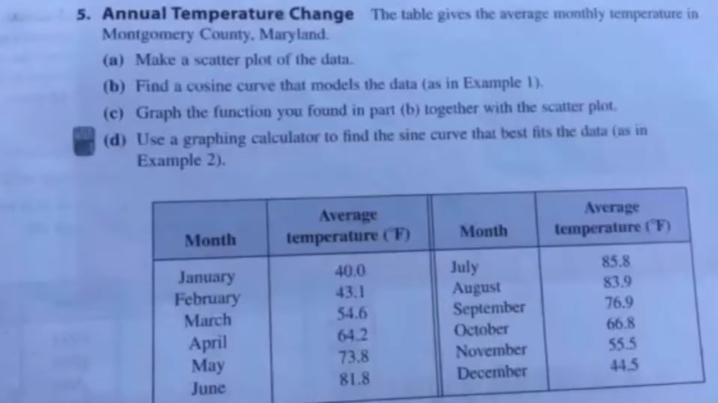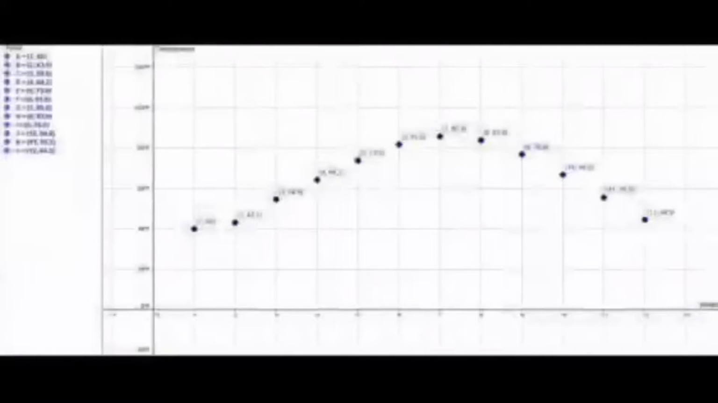The table gives the average monthly temperature in Montgomery County, Maryland. We can see a scatter plot of the data with the given points, knowing that January is month 1. To find the cosine curve that models the data, with the equation y equals a cosine of k times (x minus b) plus c.